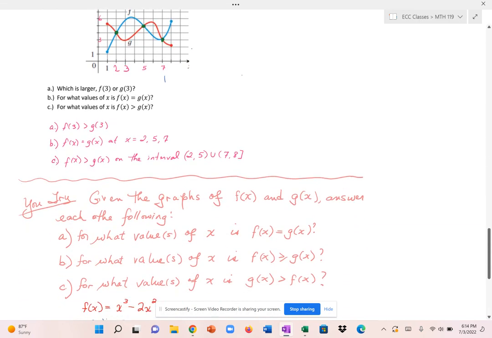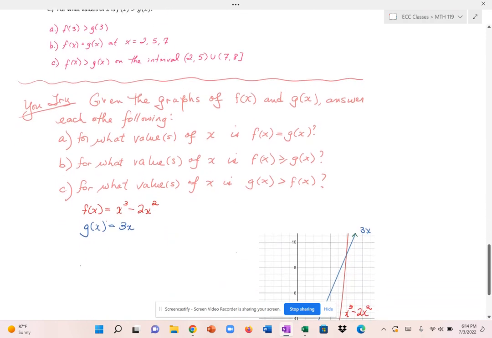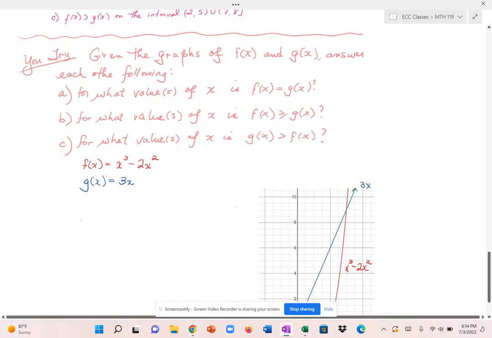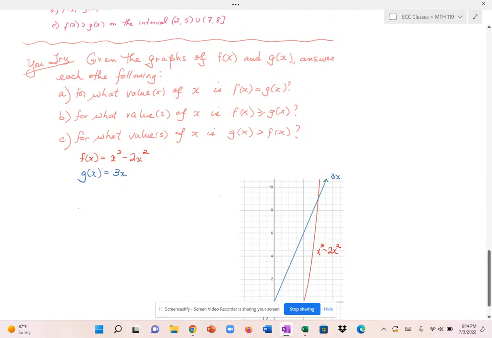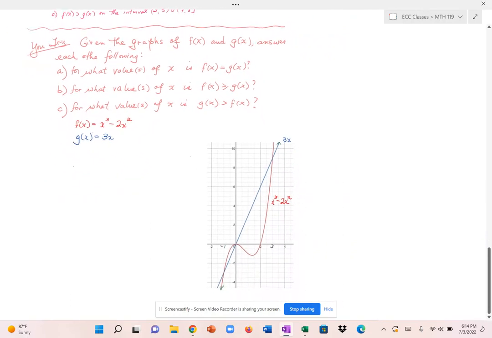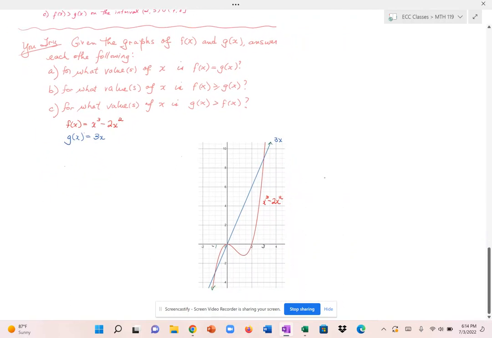Okay, so here's an example that you can try. It says, given the graphs of f of x and g of x, just make this a little smaller so you can see. Here are your two graphs. F of x is the one in red. That's a third degree polynomial. G of x is in blue. That's a line equal to 3x.